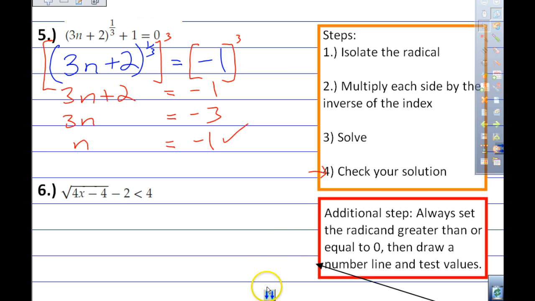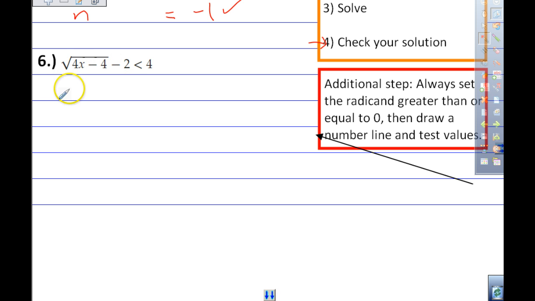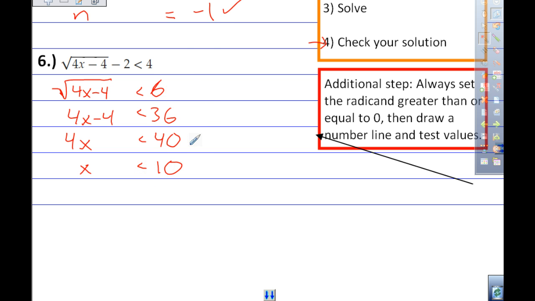All right, quick on number 6. What's different about this? It's just an inequality. So instead of getting one answer, we're going to have many answers. We're going to actually have a range of answers. Many different answers. Fractions, decimals, all sorts of fun stuff. Same steps. So first step would be move 2 over, it's not in the radical. So we get 6. Square both sides. Add 4. Divide by 4. Any number less than 10 works.